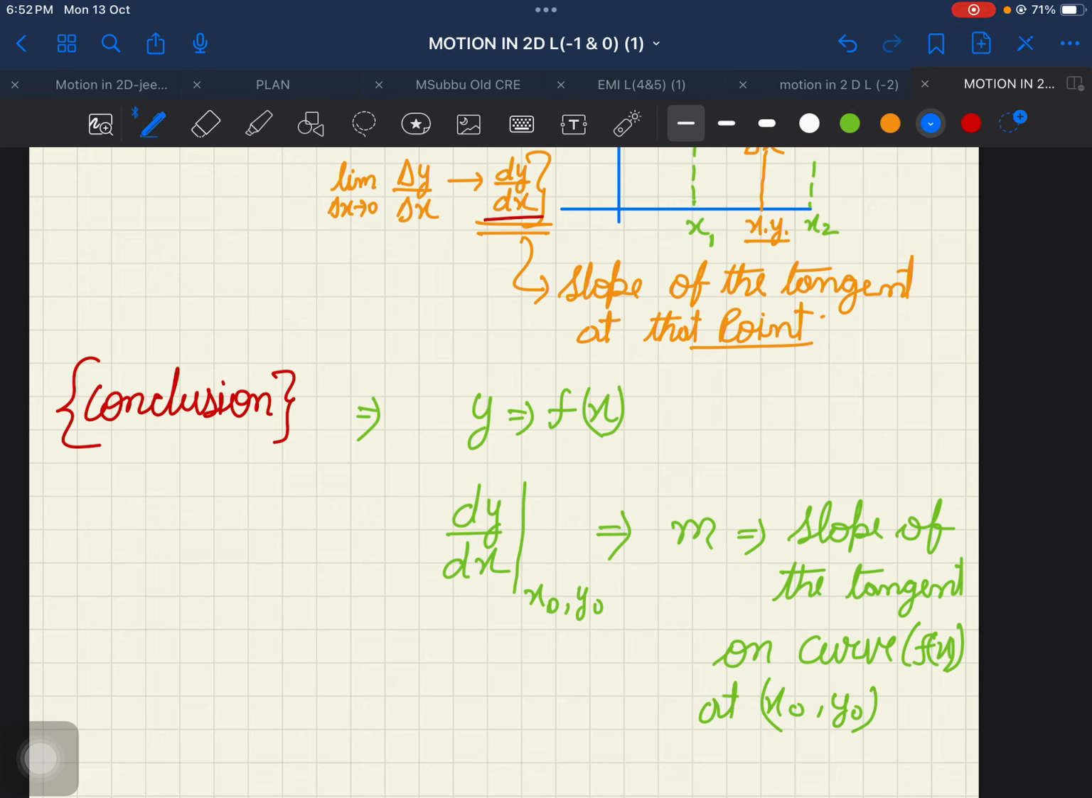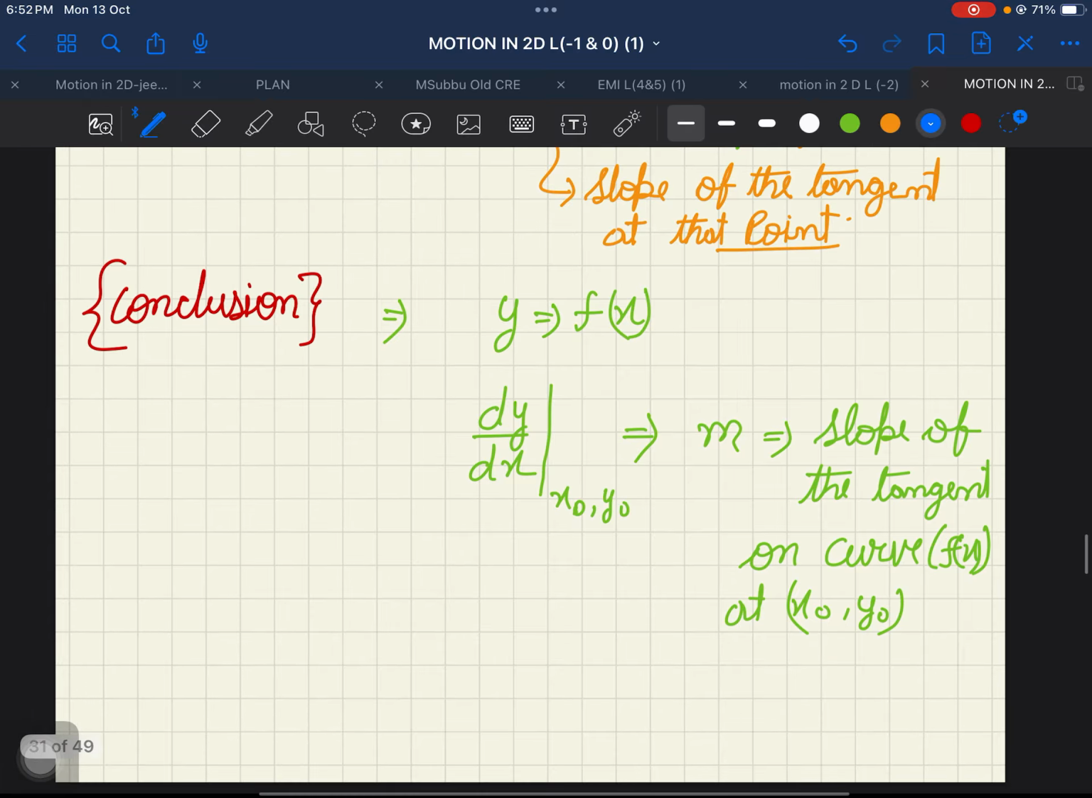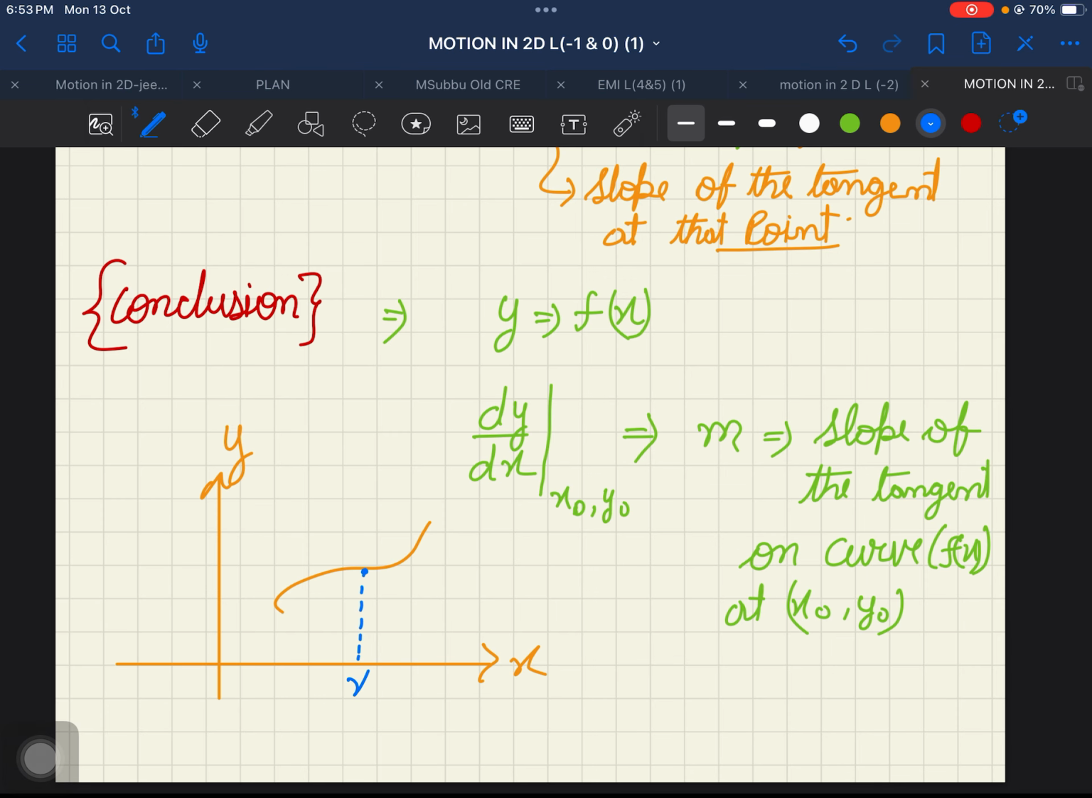Means if I tell you this graphically, suppose this is your y-axis, this is your x-axis, and this is your function, suppose, right? This is y, this is x, clear? Then these are our 2 points. This is your x naught and this is, suppose, y naught. So differentiation dy by dx at x naught comma y naught will give you the tangent at this point.